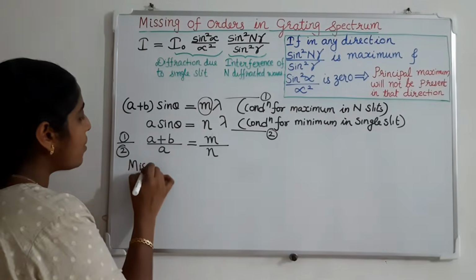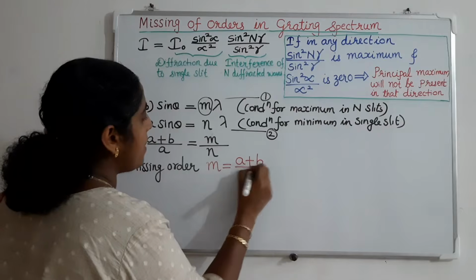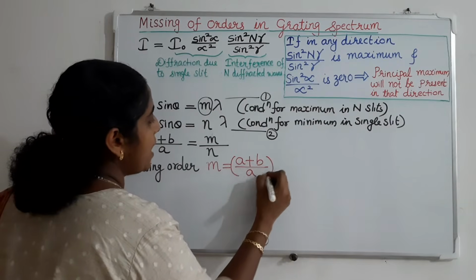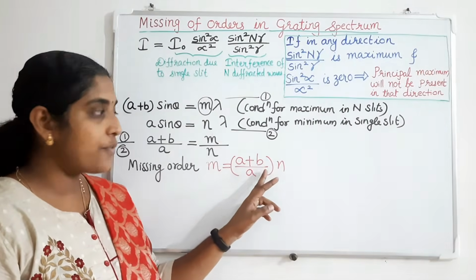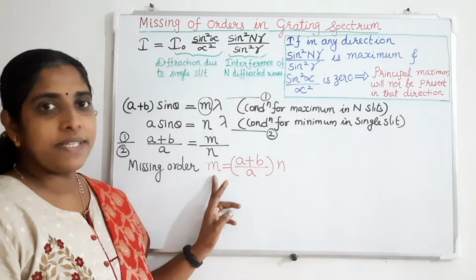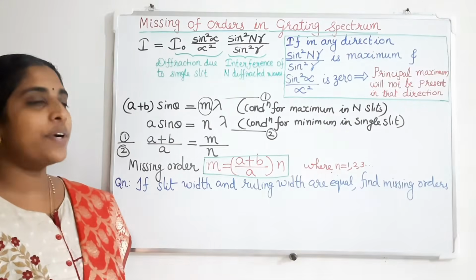So if both of these equations are simultaneously satisfied, the principal maximum of order m will be absent. So the missing order m is equal to (a plus b) by a into n, where a is the width of the slit, b is the width of the opaque portion, m is the missing order, and n is equal to 1, 2, 3, etc.